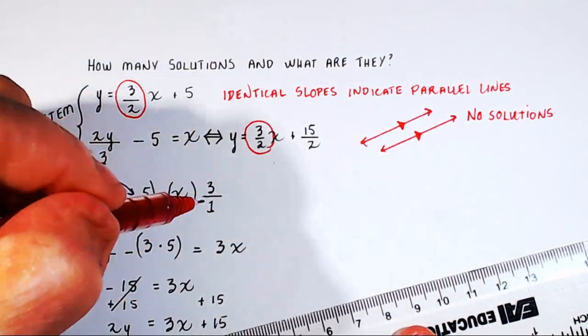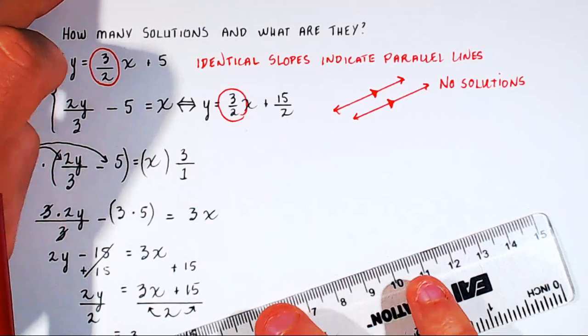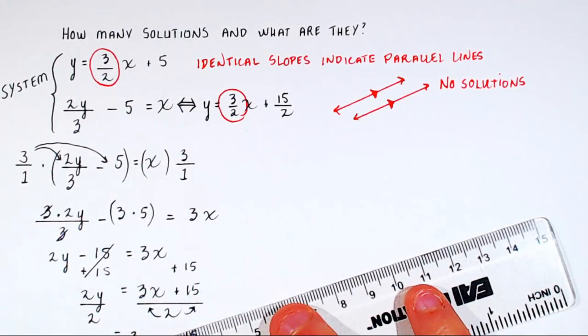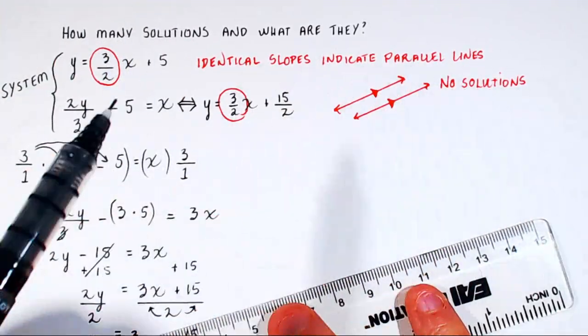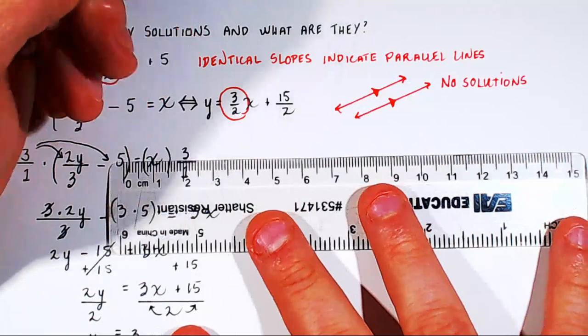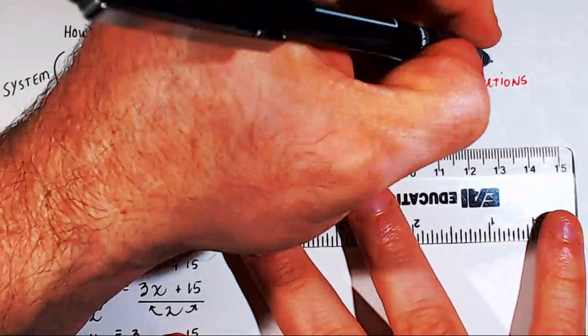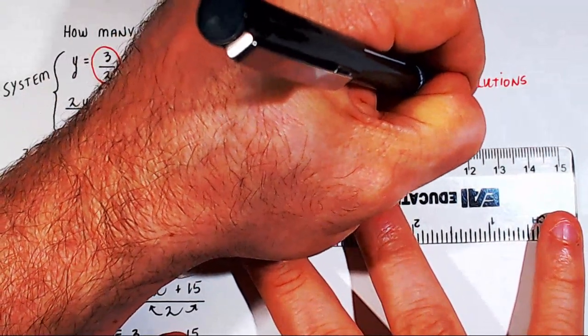If I put them equal to one another, you'll see that you come up with gibberish, and I'm going to do that. It's not necessary. You could stop right here, right? Look, same slope means there's no solutions to the system. So we call this an inconsistent system. This is inconsistent.